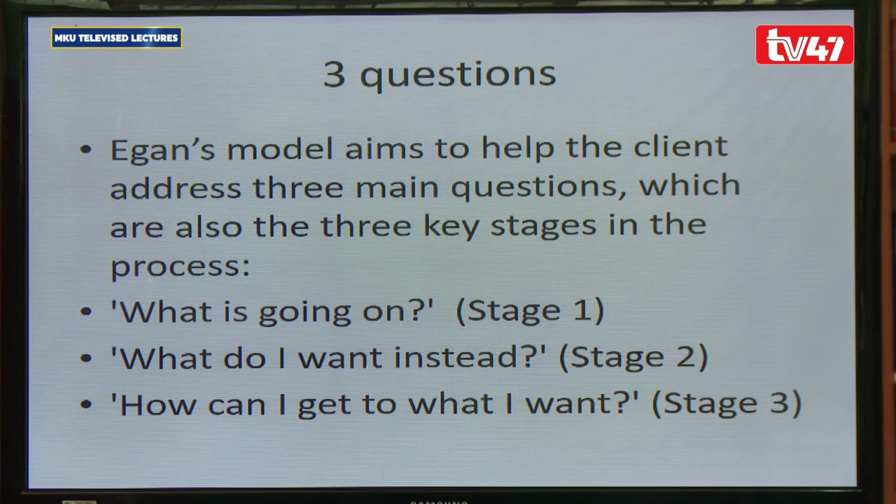Again, Egan's model aims to help the client address three main questions, which are also the three key stages in the process. The first is that the client needs to ask themselves, what is going on? Number two, what do I want instead? And number three, how can I get what I want?